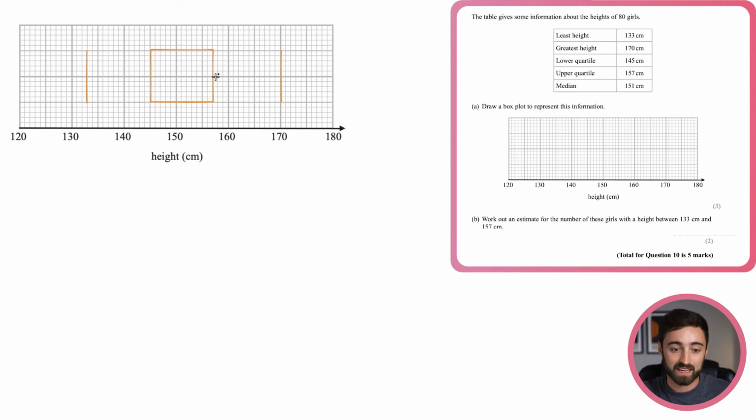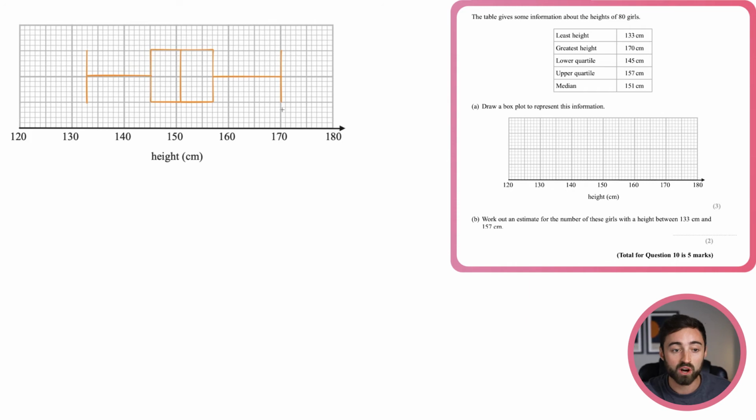We're then going to have lines just taking us here. We can see a box emerging. Is there anything else? Yes, I need to put the median. The median is going to be inside this box. It's just going to be a line. So the median is 151. So I'm going to do a line at 151, and that is my box plot. So we're going to have least value, lower quartile, median, upper quartile, greatest value. And that is why this question is quite easy, because they've given you all of that information straight away.